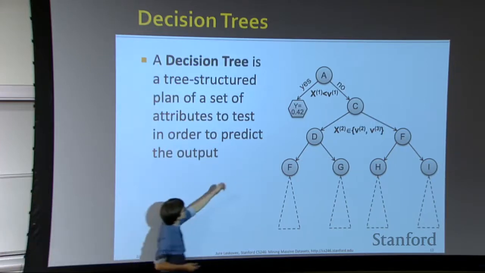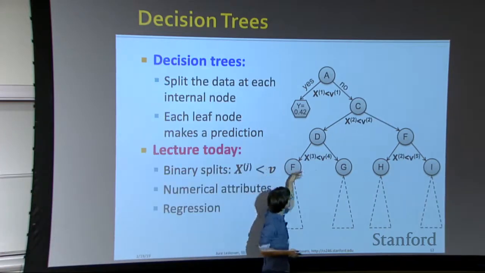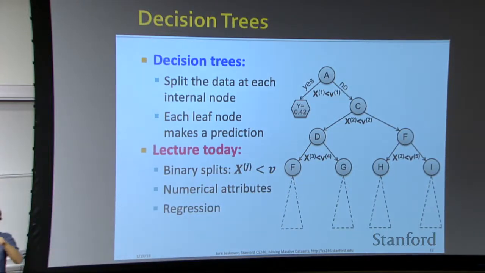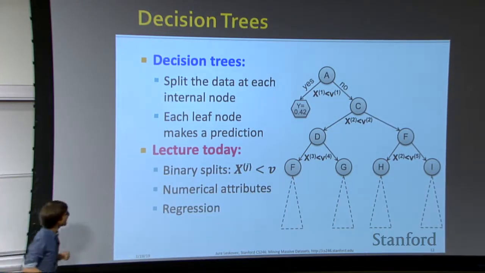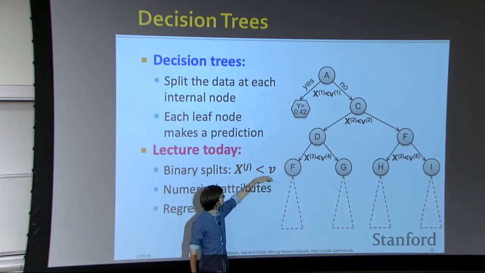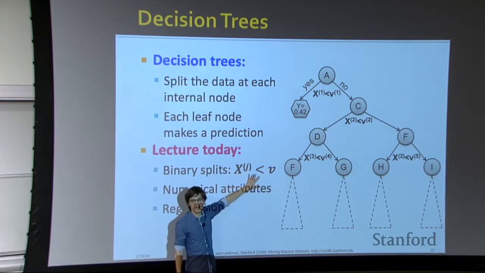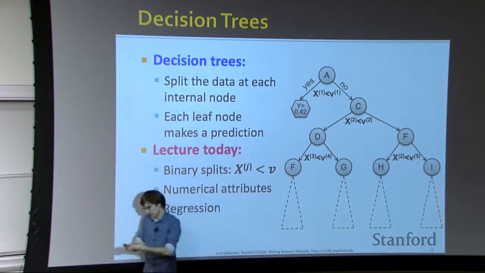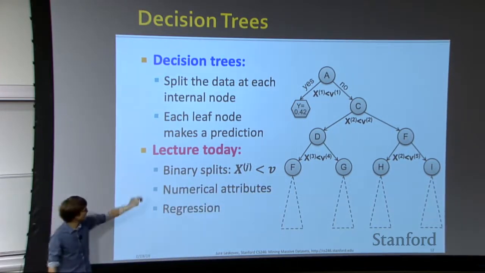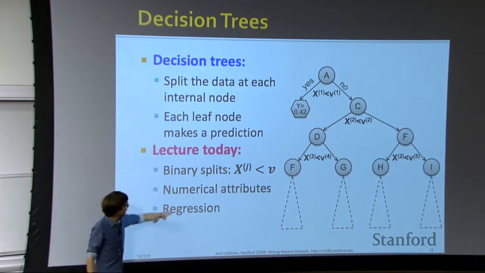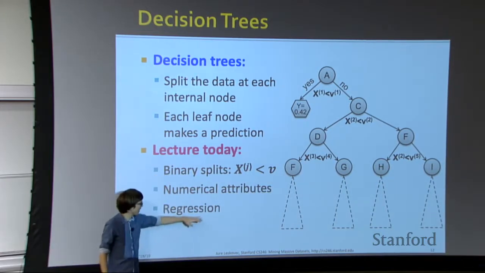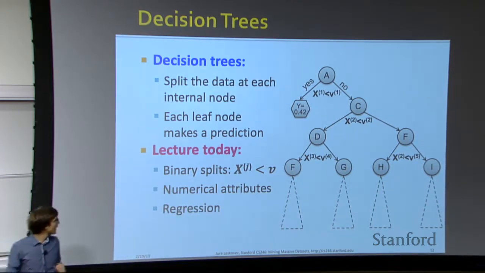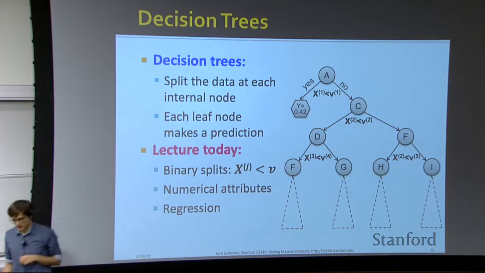So it's essentially a sequence of rules that tell me which variable I have to examine and what the threshold value is. Today we will simplify this a bit and look at what are called binary splits, where I say only yes and no. You could have multi-way splits if you like, but we'll do just binary splits. We look at the categorical attributes, and we will look at regression, meaning we'll predict a real valued y. So that's the simplification for today.